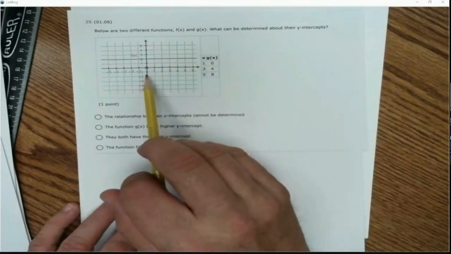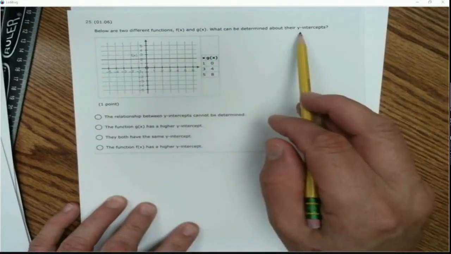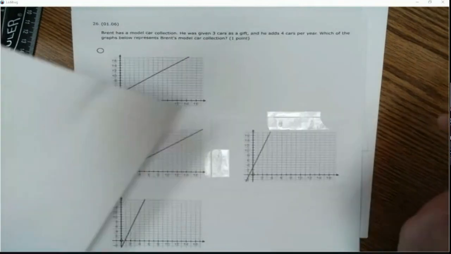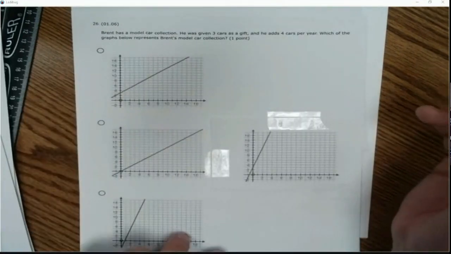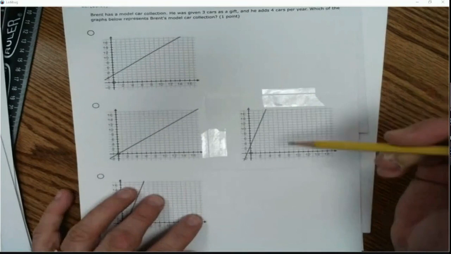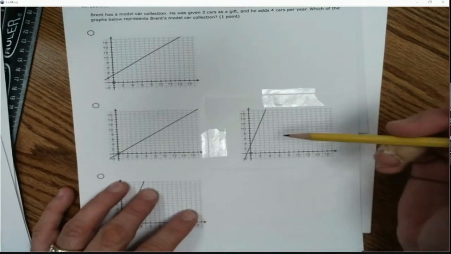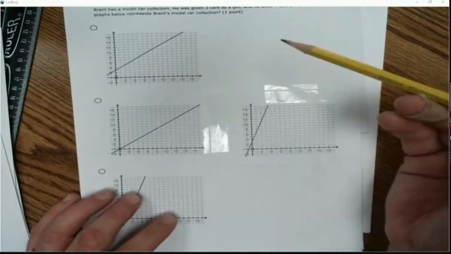Here is a graph and a table. What can you compare about their y-intercepts? And then the last two problems are, see, I had this one printed on another page. I cut it off and taped it on here, so I'd have all four of them on the same page.